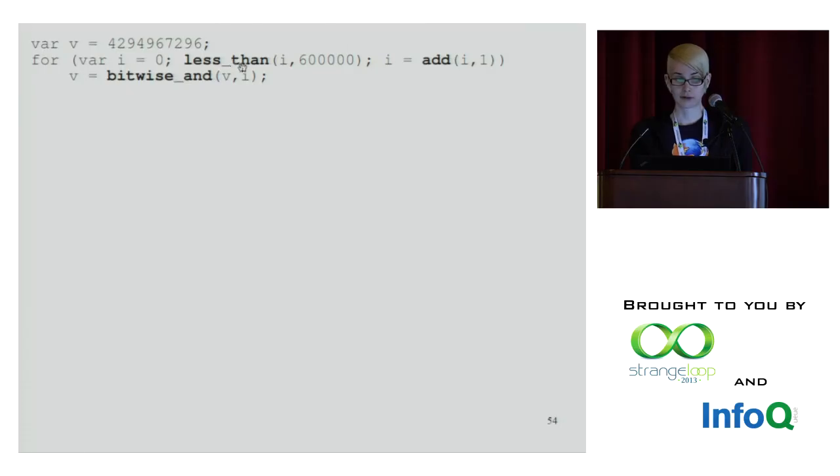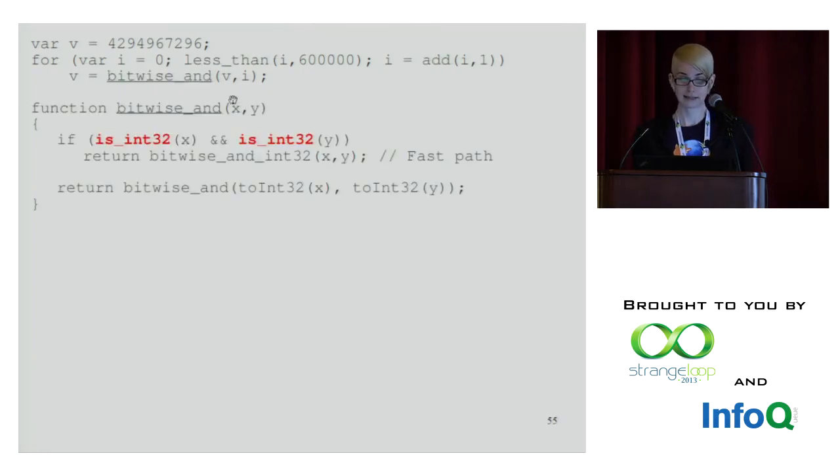So the less than operator is a function call, and so is the add, and so is the bitwise AND. And inside an operator like bitwise AND, typically what's going to be done is that we're going to check the type of the inputs x and y, and then we'll have a fast path here that will use an optimized machine instruction that does bitwise AND only on integers. And if x and y are not integers, we're going to have a slow path where we do the general purpose operation. So we're going to convert x and y to integers and then do a bitwise AND on that.